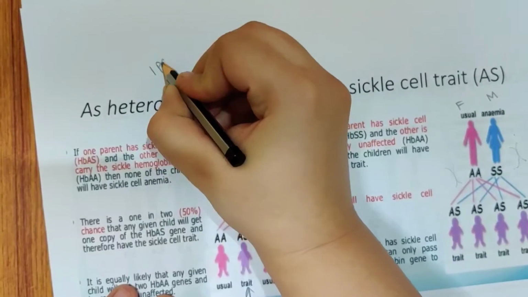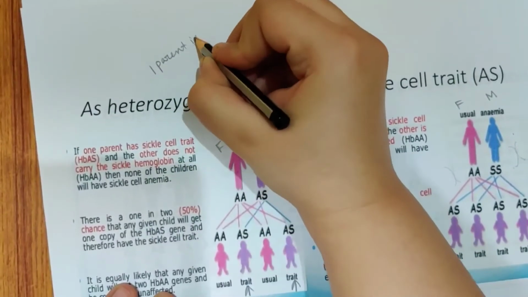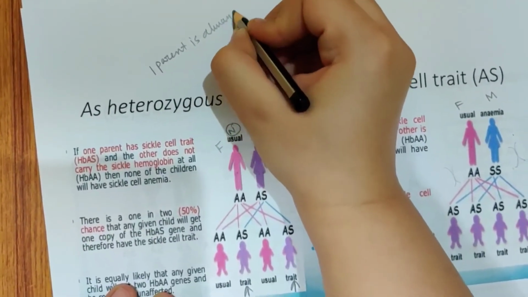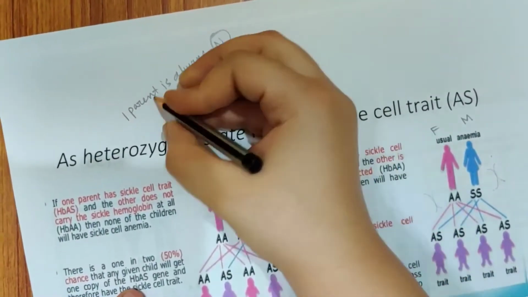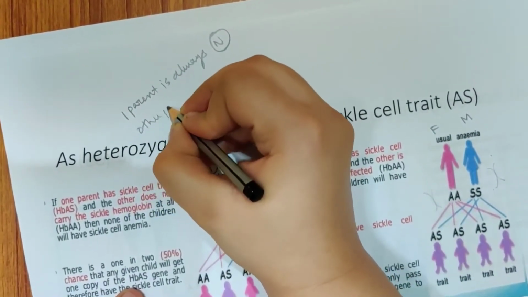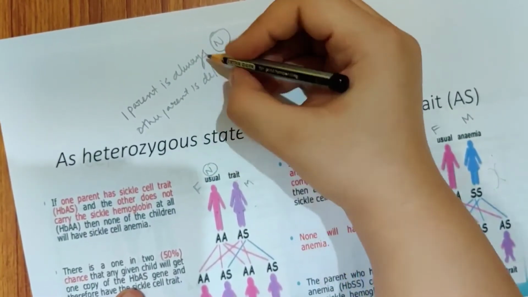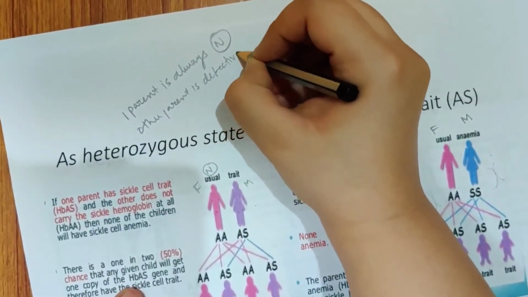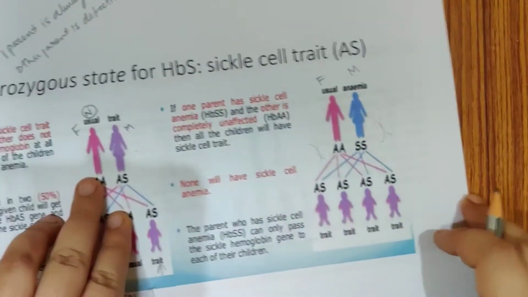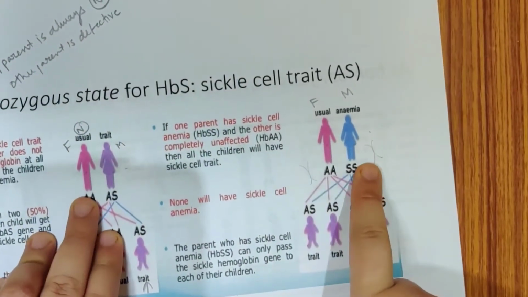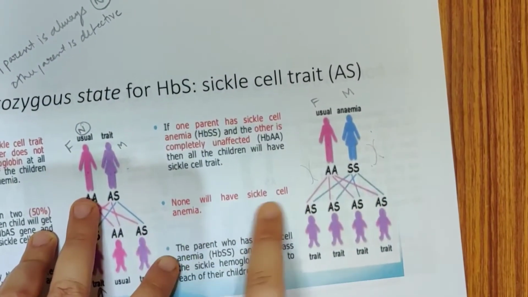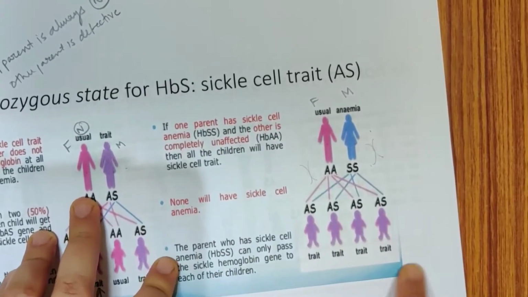One parent is always normal, the other parent is defective. So here again the father is normal, the mother has anemia. In this, what will happen? None will have sickle cell anemia but all will become trait.